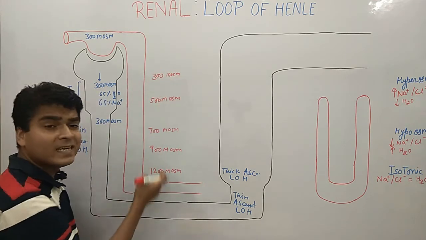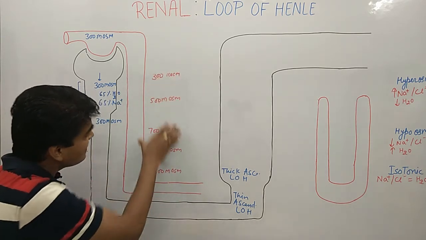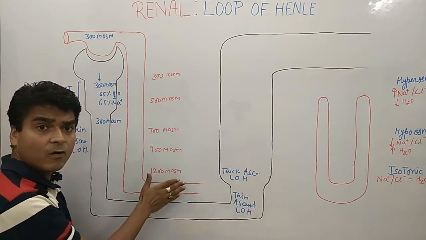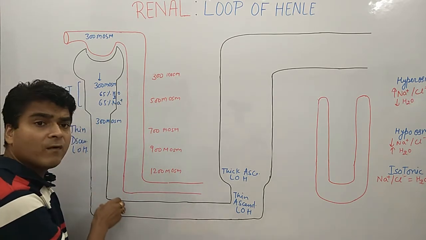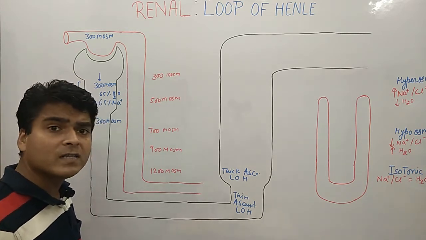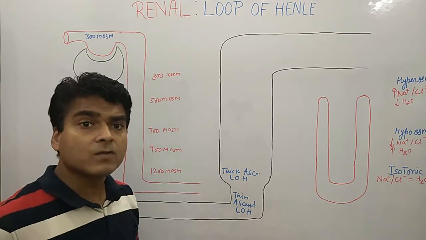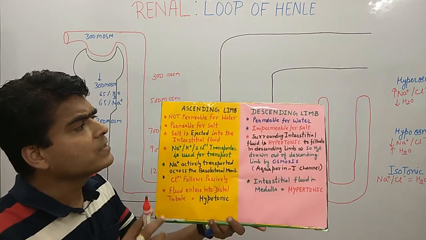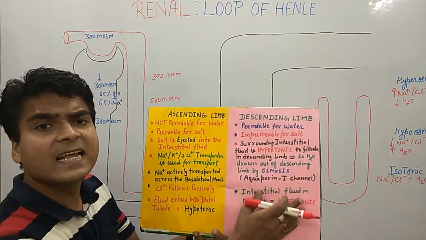Why does the osmolarity change in this area? We are discussing why this happens here. Now, looking at the two parts of the loop of Henle, the ascending part and the descending part. We are looking at two important structural points of the loop of Henle, about the ascending and descending limbs.